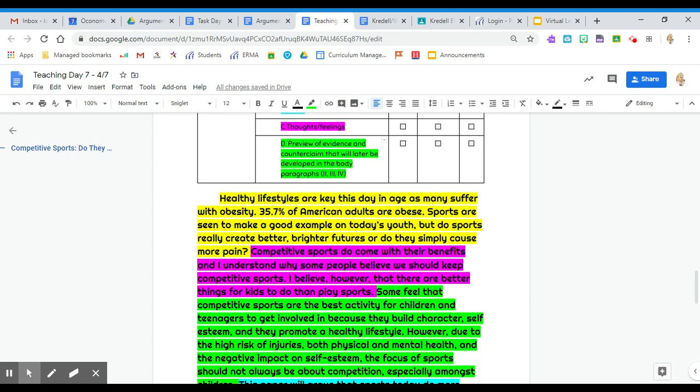Sports seem to make typos, guys. Sorry. Nope, that was correct.